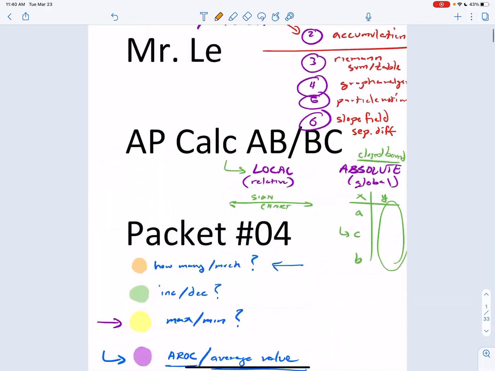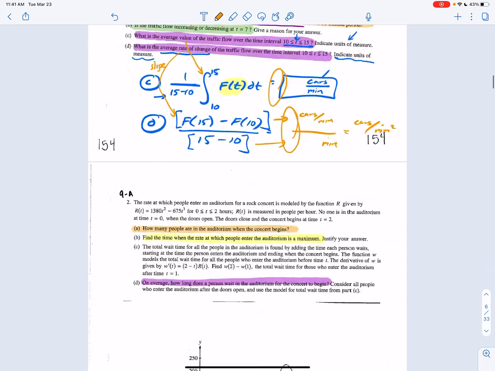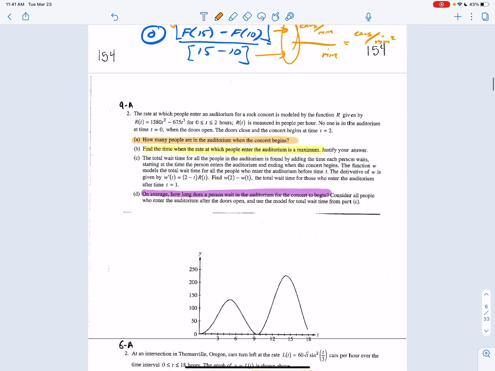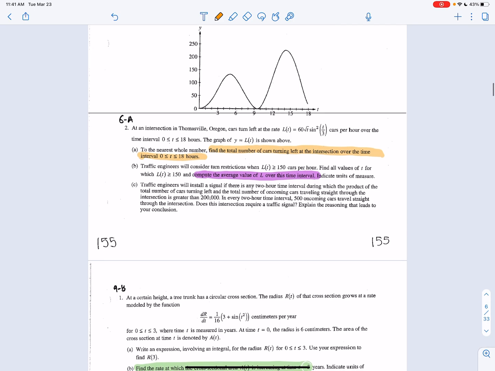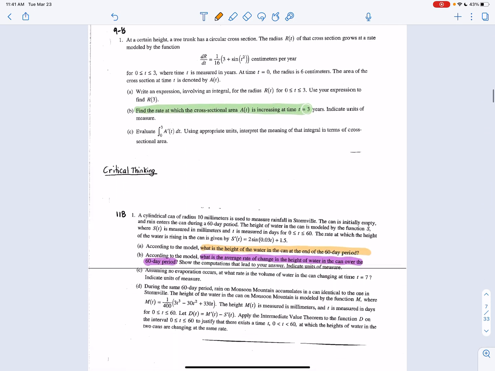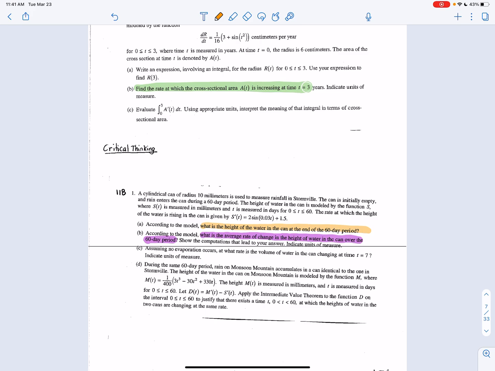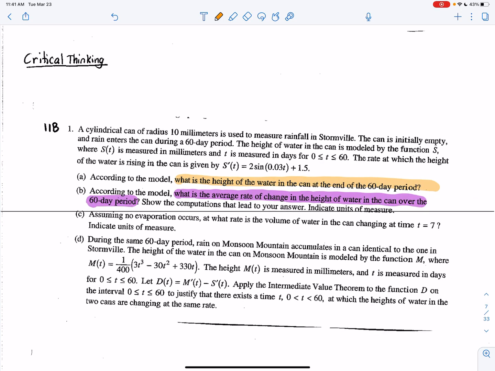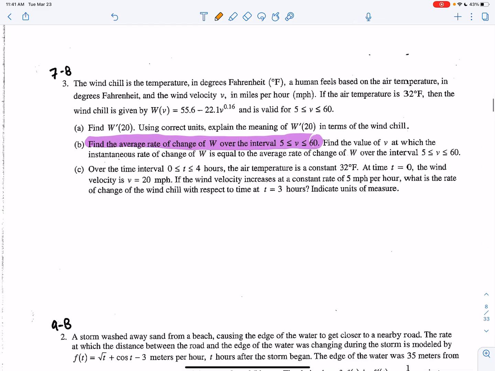Let me see if there's anything else worthwhile. Let me see. That one you guys can do. I guess we can do this one. Okay, part B. What is the average rate of change in the height of water in the can over the 60-day period? Actually, no, this is not a good one. That one takes a little bit. Okay, here you go. Very straightforward.